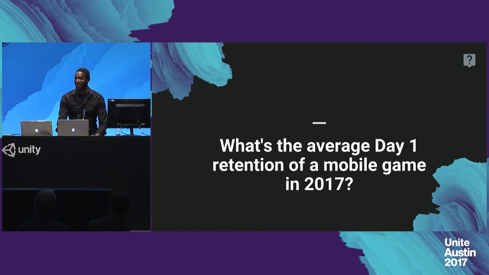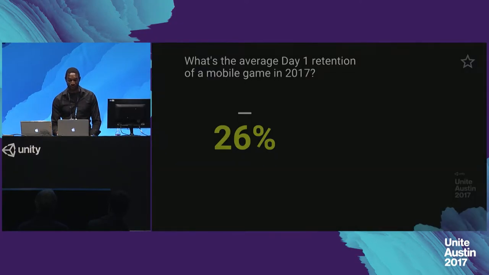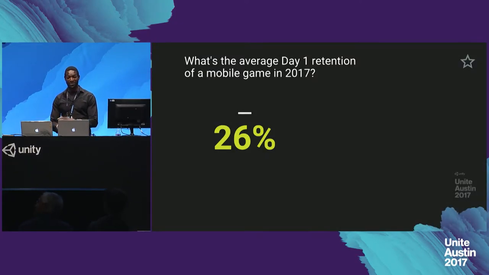So the actual answer is 26%. Wow, that is very much close enough. So average day one retention across all mobile games in 2017 is 26%.